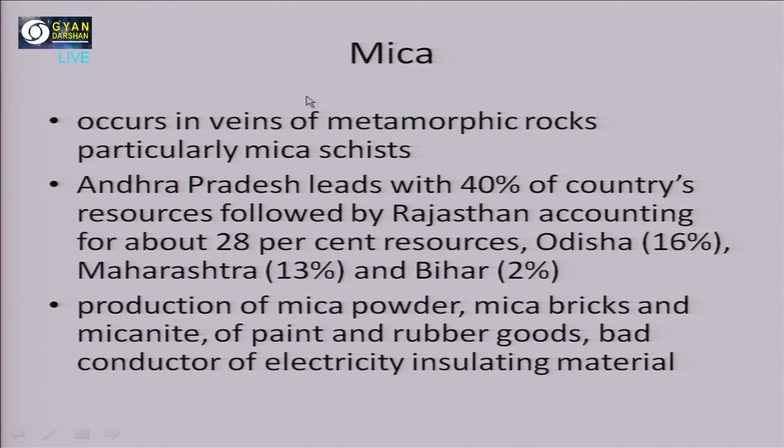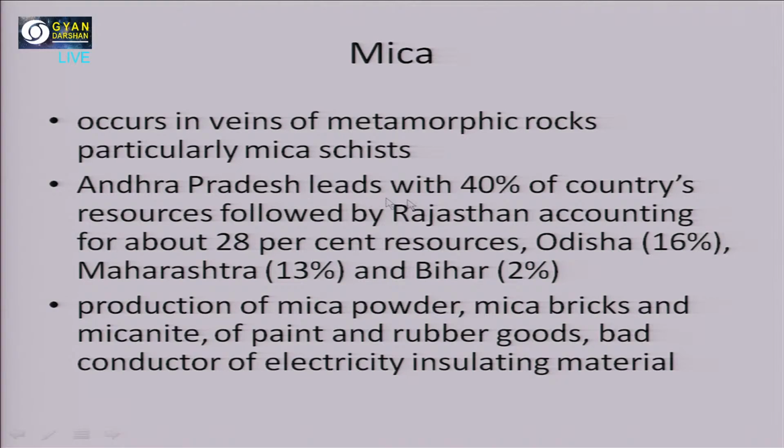Now coming on to non-metallic minerals, mica is very important because it is a bad conductor of electricity, so it is used in electrical appliances as an insulating material. It is also used in making mica bricks, micanite, and it is used in paint and rubber goods. And mica occurs in veins of metamorphic rocks, particularly mica schists. These are associated with mica deposits.